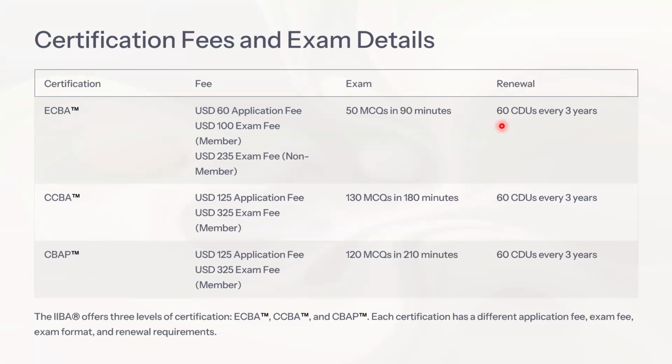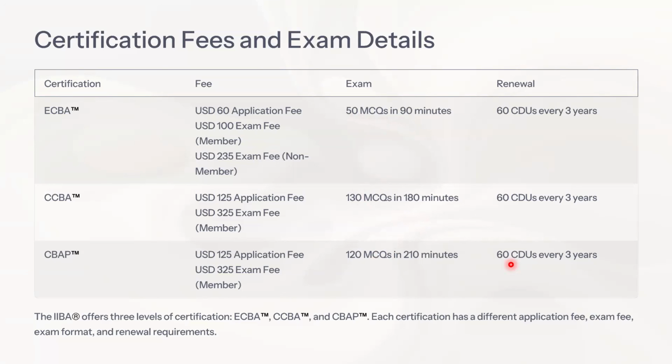The way these exams are conducted: for ECBA, you will have 50 multiple choice questions in 90 minutes. CCBA will have 130 multiple choice questions in 180 minutes, and CBAP will have 120 multiple choice questions to be completed in 210 minutes. Again, for each of these certifications, there's a renewal criteria. Either you pay a small amount or accumulate 60 units to be eligible for renewal.